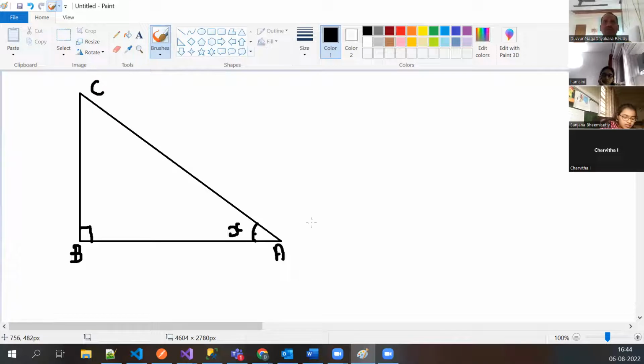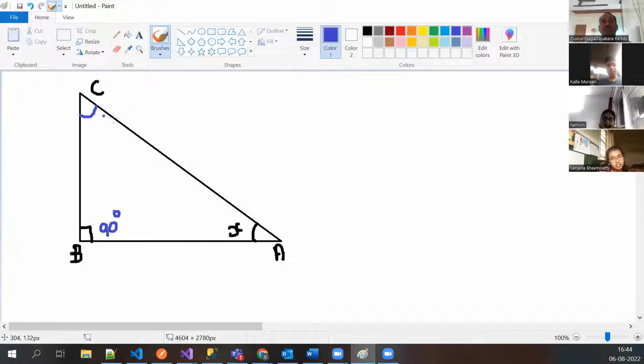What about angle C? I'm asking about angle C, not theta. Let's say this is 90 degrees. What is the sum of the angles in a triangle? 180. This is 90, so the sum of these two should be how much? I'm asking, angle A plus angle C is how much? Obviously, it is 90. Already angle A is x, and what about angle C? Angle C equals to?